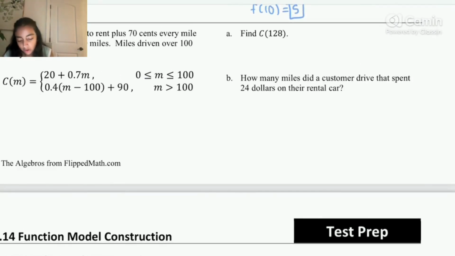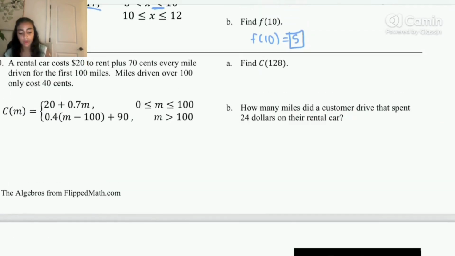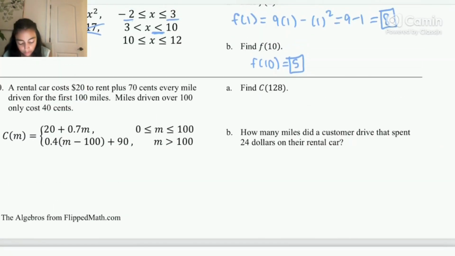Here, a rental car costs $20 to rent plus 70 cents every mile driven for the first 100 miles. Miles driven over 100 only cost 40 cents. So here we're finding C of 128 miles. And here we know we're going to be using this equation since we're over 100.